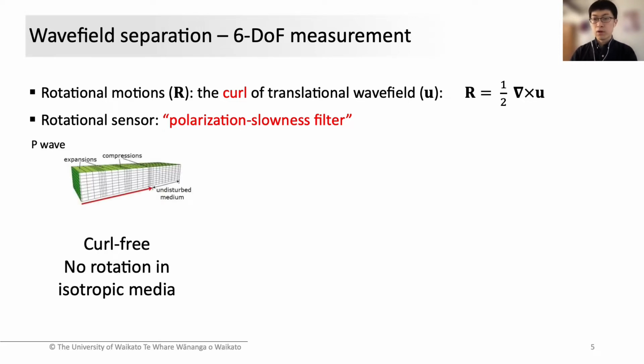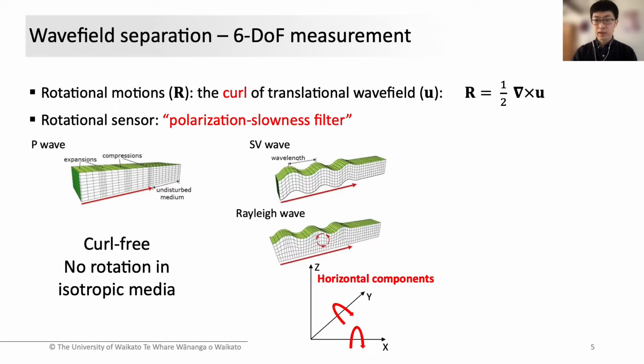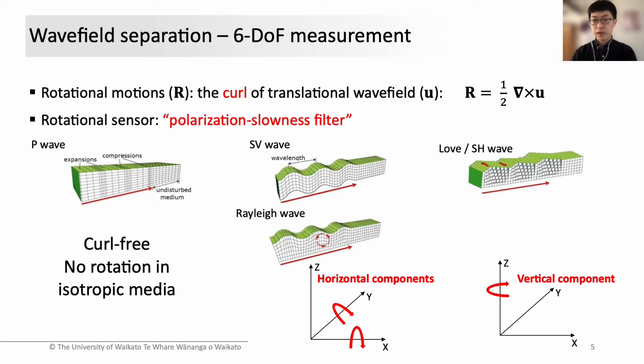P or longitudinal waves propagating in isotropic media won't be recorded by rotational sensors, since they are curl-free vector fields. SV and Rayleigh waves, as they polarize in the vertical plane, will be isolated into the horizontal rotational components. SH and Love waves will be exclusively recorded by the vertical rotational component, as their particle motion and propagation direction are contained in the horizontal plane.